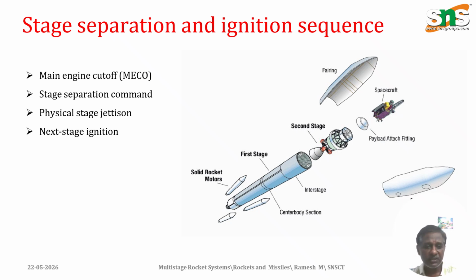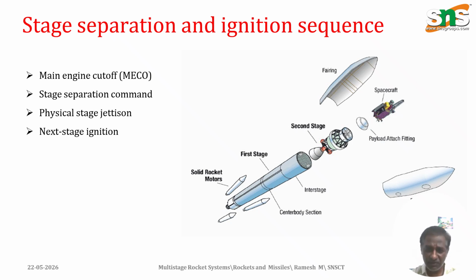Next, we will see the stage separation and ignition sequence. Stage separation is an important process in a multi-stage rocket system where an exhausted rocket stage is detached from the remaining vehicle during flight. The primary purpose of stage separation is to remove the empty fuel tanks, engines, and structural components that are no longer useful after propellant consumption. By discarding this dead weight, the rocket becomes lighter and more efficient, allowing the next stage to accelerate the payload more effectively. Stage separation usually occurs at a high altitude after the completion of stage burn.